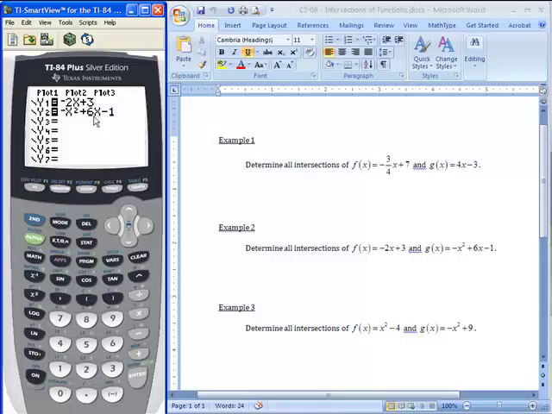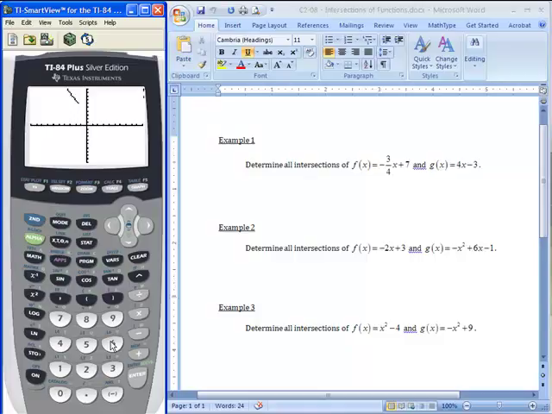Now with a quadratic and a linear, we can have as many as two different points of intersection. So when we look at the graph, we're going to need to be careful and make sure that we find all the points of intersection that may exist. I'm going to zoom to a standard window again for graphing. So I'll choose the zoom menu and option 6.